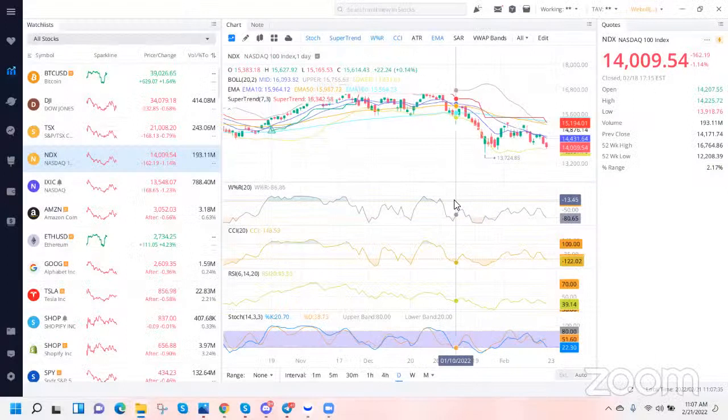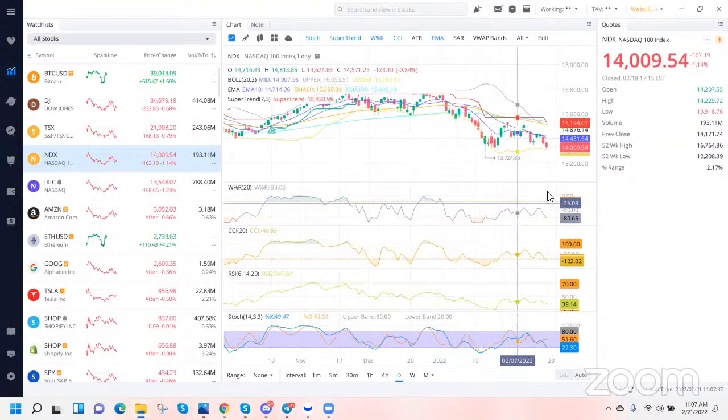So we'll start with the indexes analysis. We'll first start with NDX, then take TSX, and we'll go on to the stocks that are requested by our members.